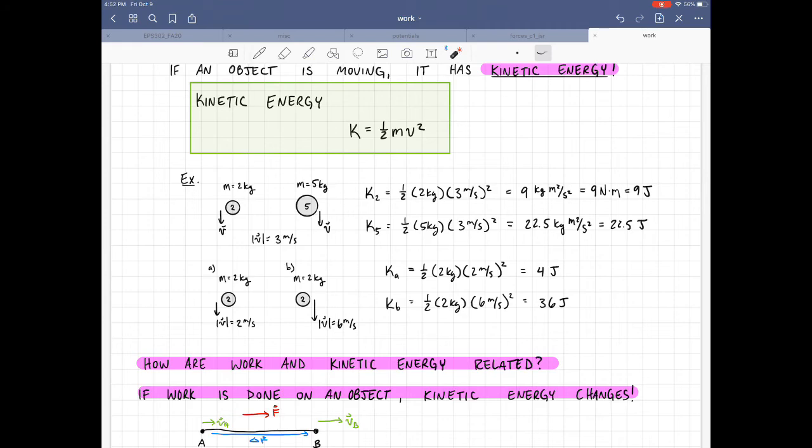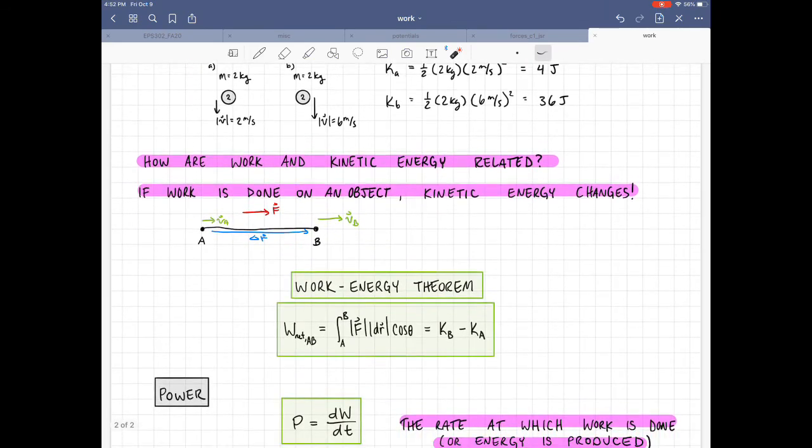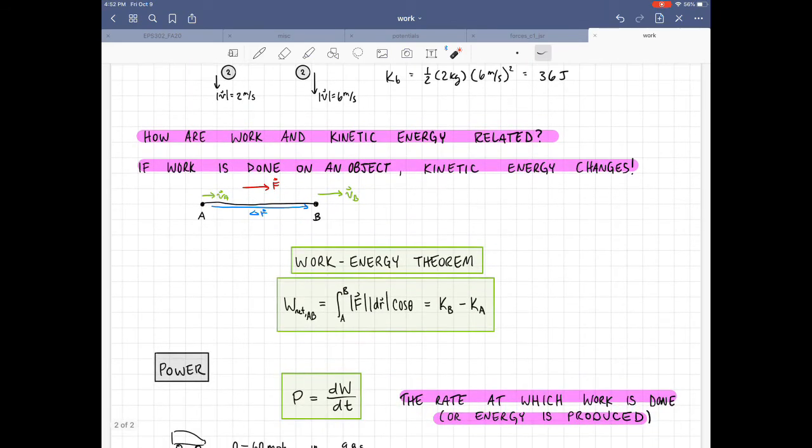Those are questions that we want to investigate. And so we're going to start that investigation by connecting work and kinetic energy. If work is done on an object, then the kinetic energy of the object changes. Right, so if you do work on an object, the object will speed up or slow down depending on whether you're doing a positive amount of work or a negative amount of work.